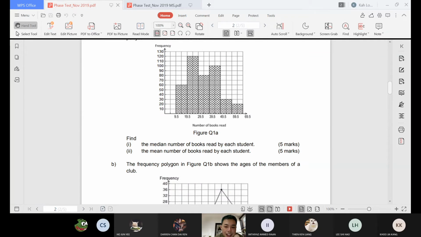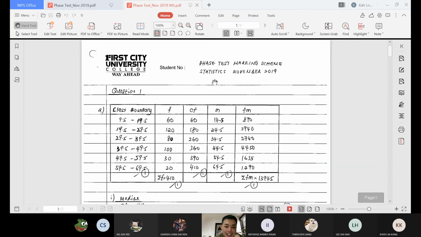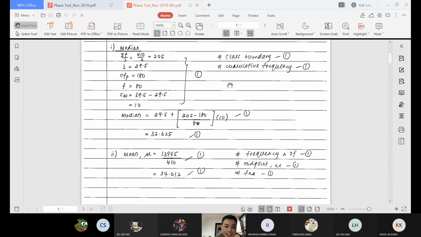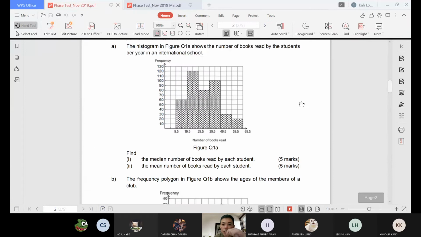Population. Huh? Population, because it's the number of books read by the students per year. Okay, so this is a question for population.